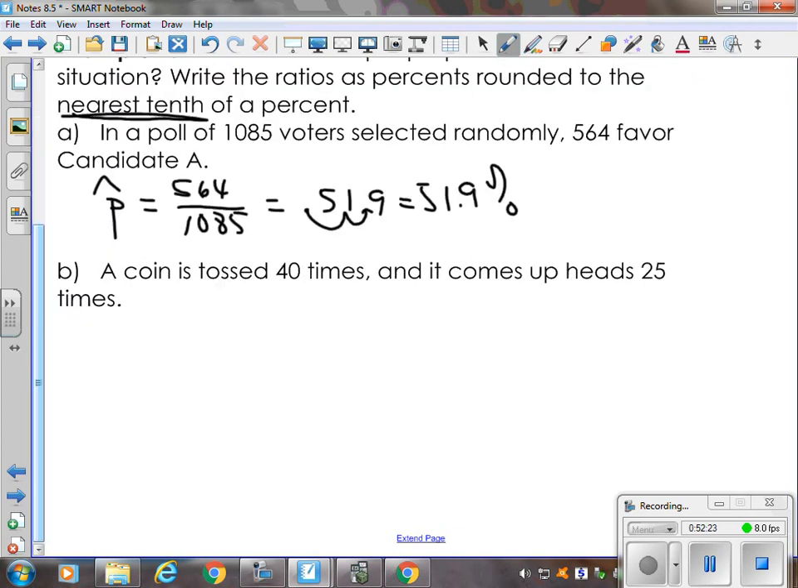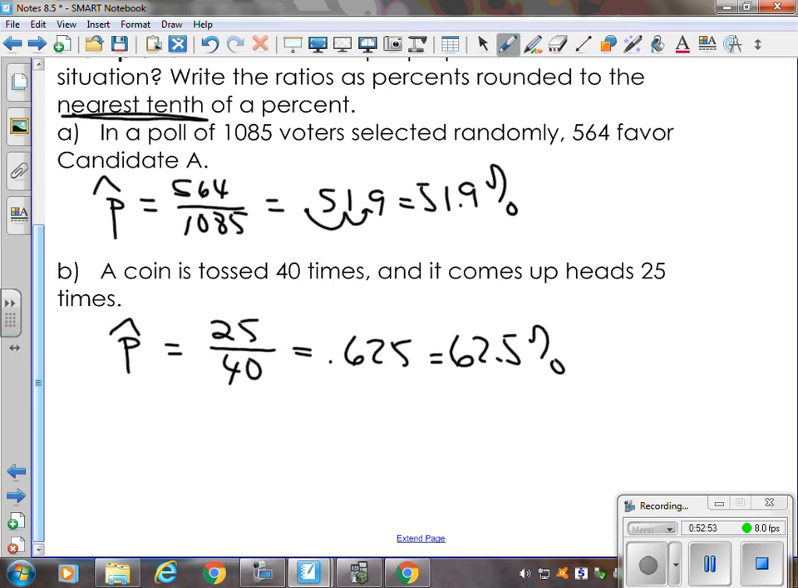Alright, so in the next one we're flipping a coin. We've tossed it 40 times, it's come up heads 25. I think if I tossed it 40 times, I would have thought heads would have been 20. I got more heads than a half, right? Well, sometimes that happens when you're doing these problems. In the real world, when you experiment, things don't always come out to be what the theoretical probability is, which you studied last year. So 25 out of 40 is what decimal? And then that makes it 62.5% if I move the decimal over, correct?